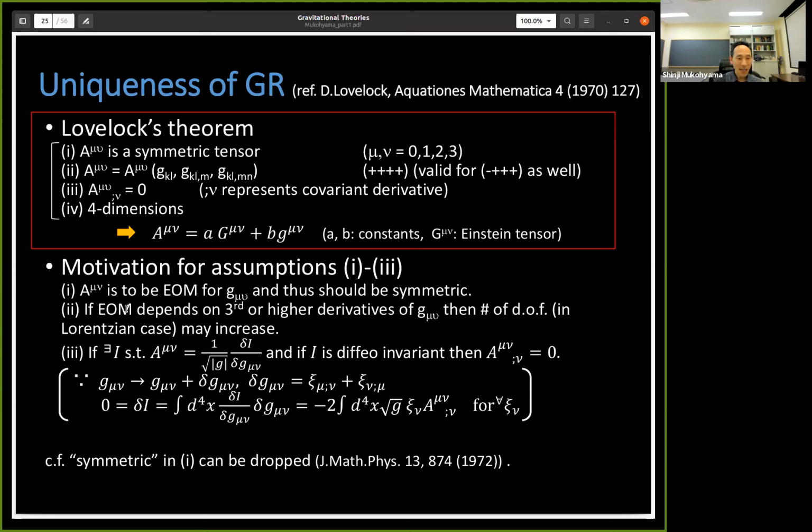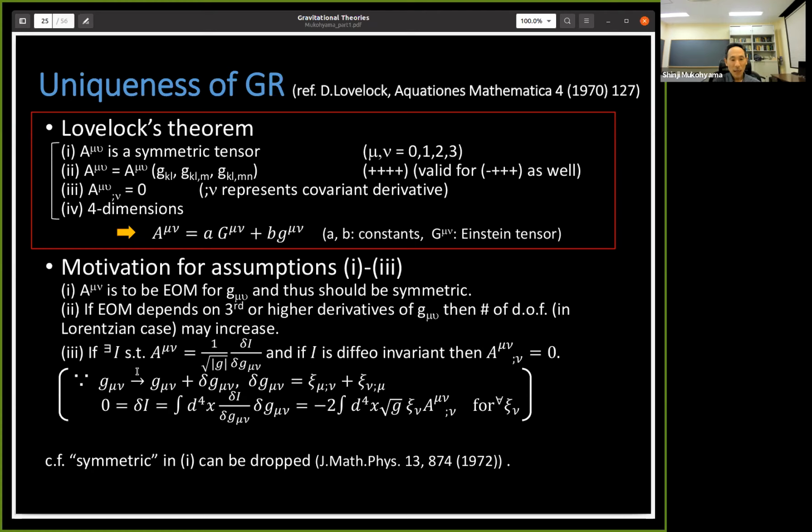Second, if the equation of motion depends on third or higher derivatives of the metric, then usually the number of degrees of freedom increases, and the extra degrees of freedom are typically ghosts, which show some instability. We want to avoid this, so we restrict the equation of motion to be second order. Please wait for questions until I finish explaining this. The third assumption is motivated by this.